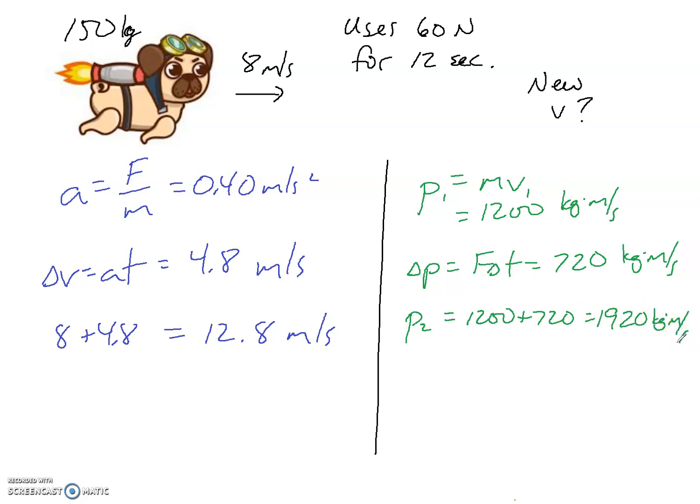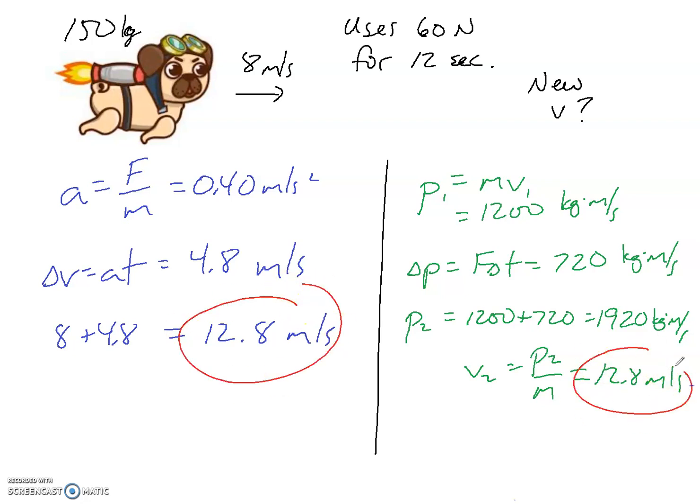Now that I have his final momentum, all I have to do to find his final speed is use the same expression we used up here, except divide by the mass in order to find the new speed. So I'll take that 1920 and divide it by the 150, and we get a speed of 12.8 meters per second, which is the exact same answer we got the other way. So there really isn't too much of a difference between how many steps there are and that type of stuff. It's just a different way to look at the question.